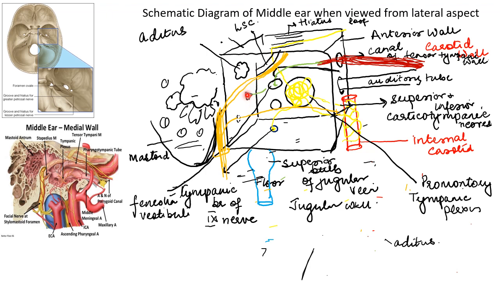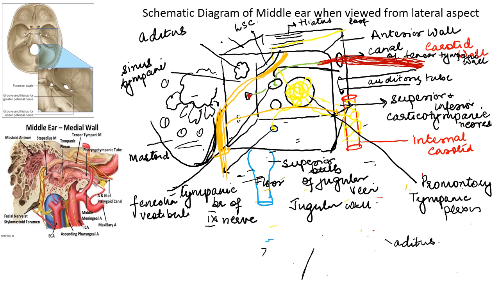Then we have the pyramidal eminence, to which the stapedius muscle is attached, and then we have the canal of the vertical part of the facial nerve, which exits at the stylomastoid foramen, present between the styloid process and the mastoid process. Below the aditus is a depression known as the sinus tympani, which is formed by the short process of the incus.